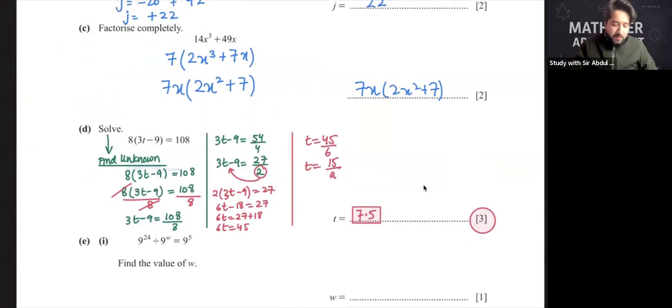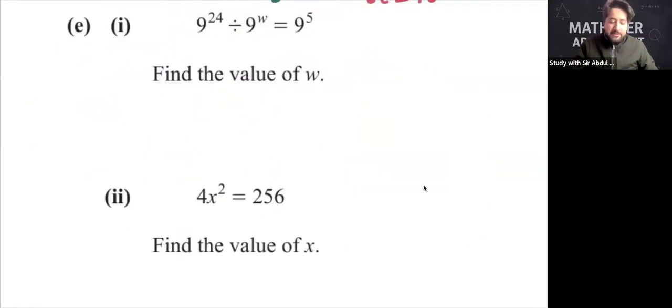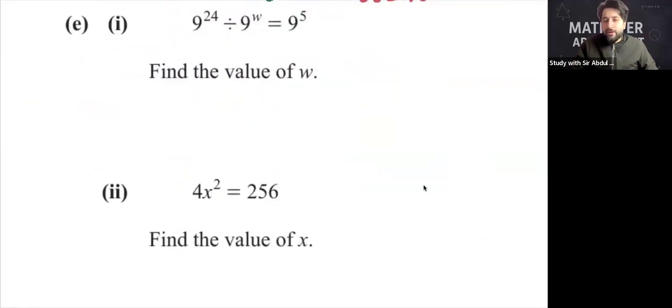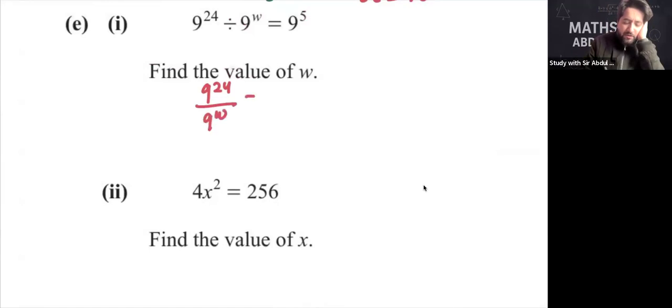Okay, proceeding. Look at part E. Part E says find the value of w, and you must be aware of the concept of indices. Indices is technically dealing with powers, nothing more than that. Now you just see one thing. I can see that this is the division rule, but I don't want to complicate myself. So I can write this question as 9 power 24 divided by 9 power w is equal to 9 power 5. Any problem?